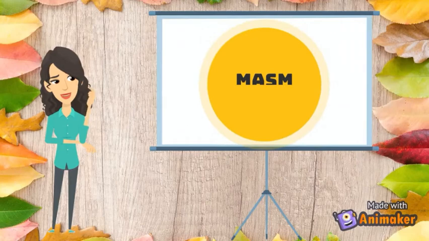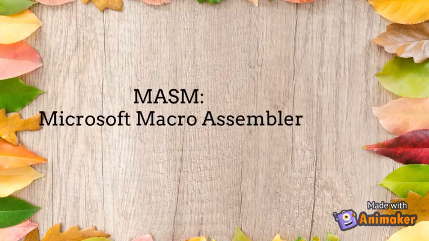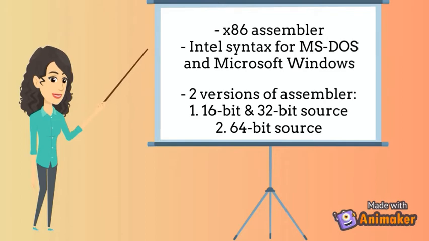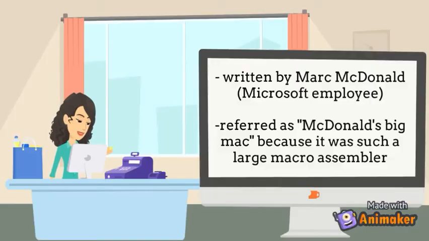MASM. Do you know what is MASM? MASM is the Microsoft Macro Assembler. The Microsoft Macro Assembler is an x86 assembler that uses the Intel syntax for MS-DOS and Microsoft Windows. Beginning with MASM 8.0, there are 2 versions of the assembler, one for 16-bit and 32-bit assembly sources, and another for 64-bit sources only. MASM was written in Pascal by Mark McDonald.